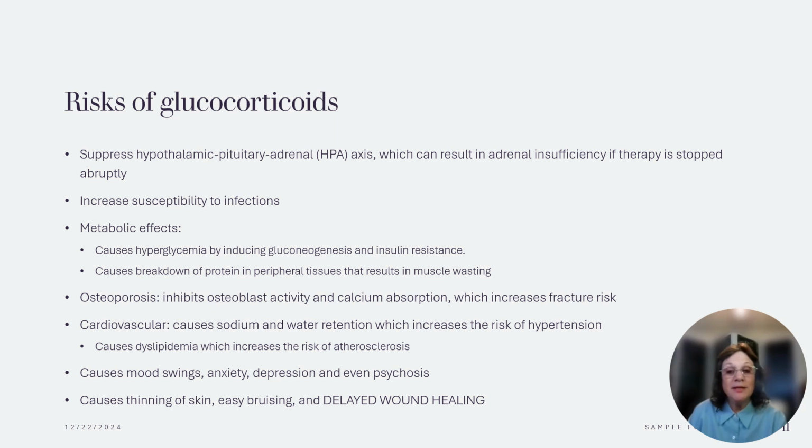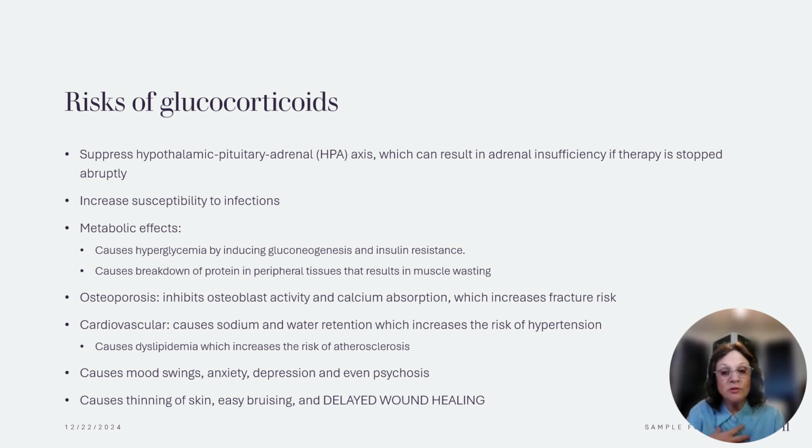They're going to cause the breakdown of protein in peripheral tissue, which will also cause muscle wasting. They can result in osteoporosis because they inhibit that osteoblast activity. Osteoblast, if you remember from physiology, is what helps bone to grow. And they also inhibit calcium absorption, which increases their fracture risk. So a patient on glucocorticoids has an increased risk of fracturing a bone.